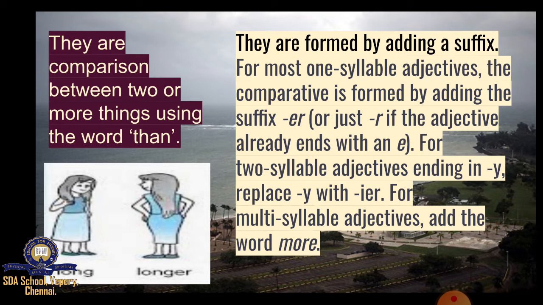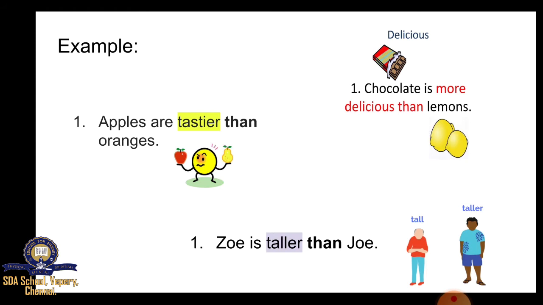So you see in the picture, right? When you don't compare, it's just long. But when it's comparative, you say longer. That is, the suffix er is added. Let me show you some examples. Apples are tastier than oranges. So you add the suffix ier and you use the word than because you compare apples and oranges. So here you say apples are tastier than oranges.